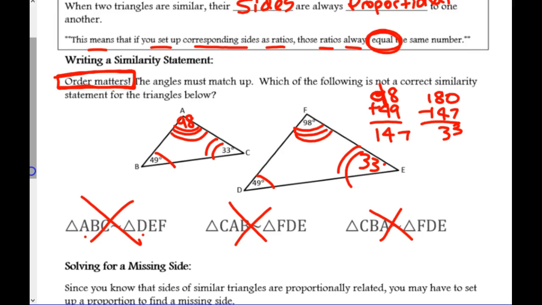Let's make our own statement. Okay? What would you want to pick? Triangle what? What's the first triangle? ABC. What symbol do I put next? It's called a tilde, no matter what anyone else tells you. Triangle, and then what? F, D, E. Very good. Let's go to the bottom.